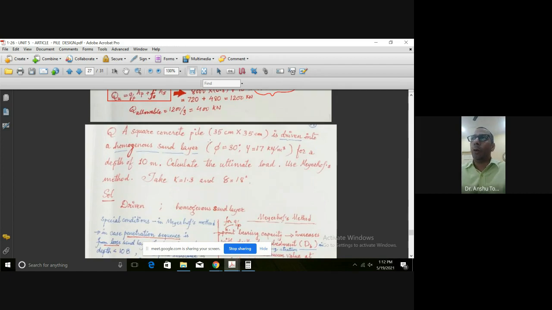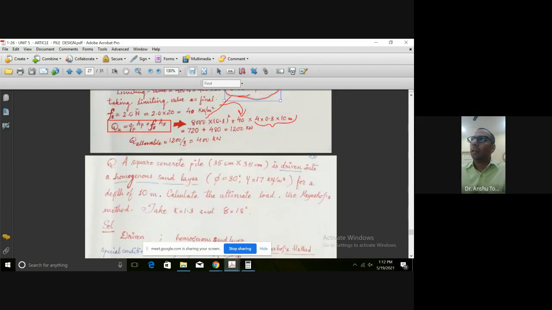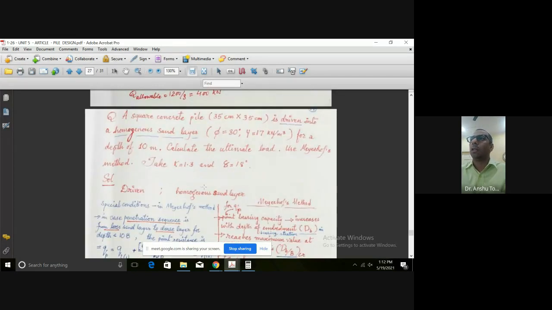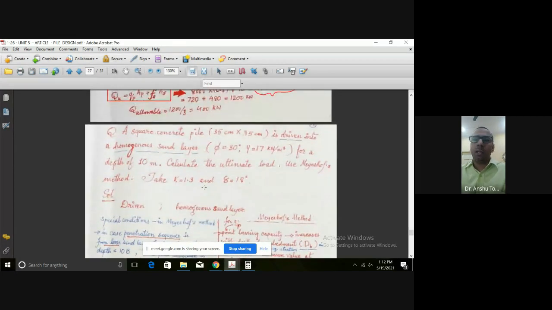So we won't be going as per 1200, we will be going as per 400, factor of safety is given to us. Now the next question: a square concrete pile, 35 centimeter into 35 centimeter, is driven into a homogeneous sand layer. Phi is given to us and gamma is given to us.